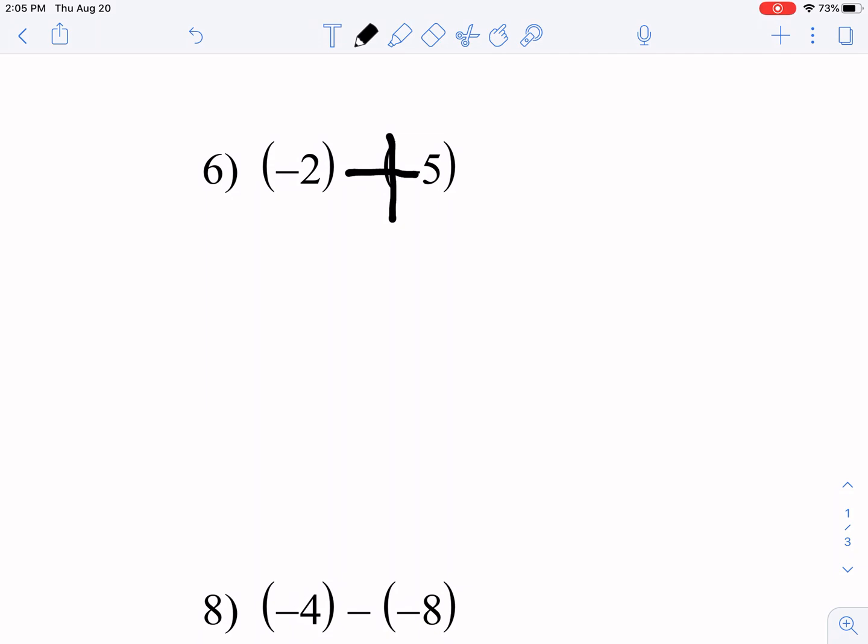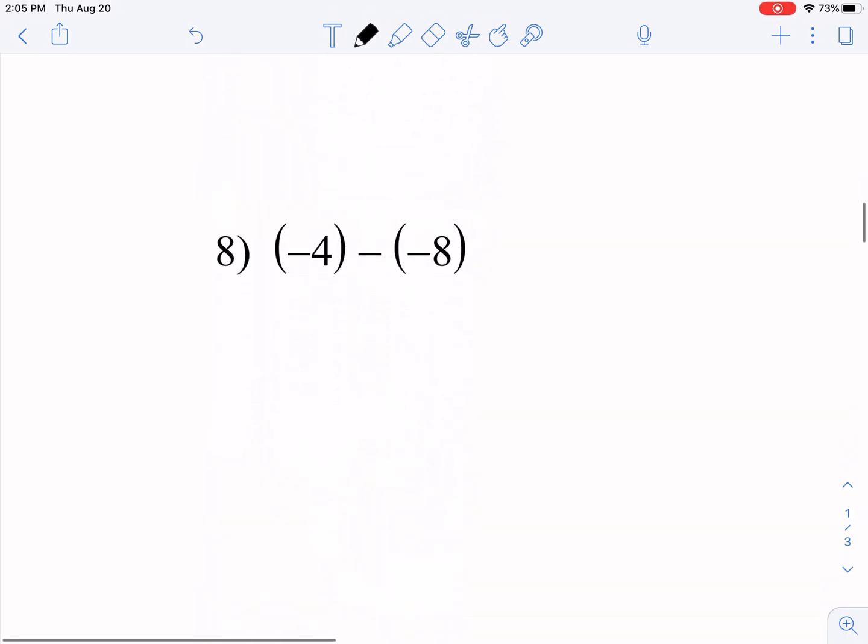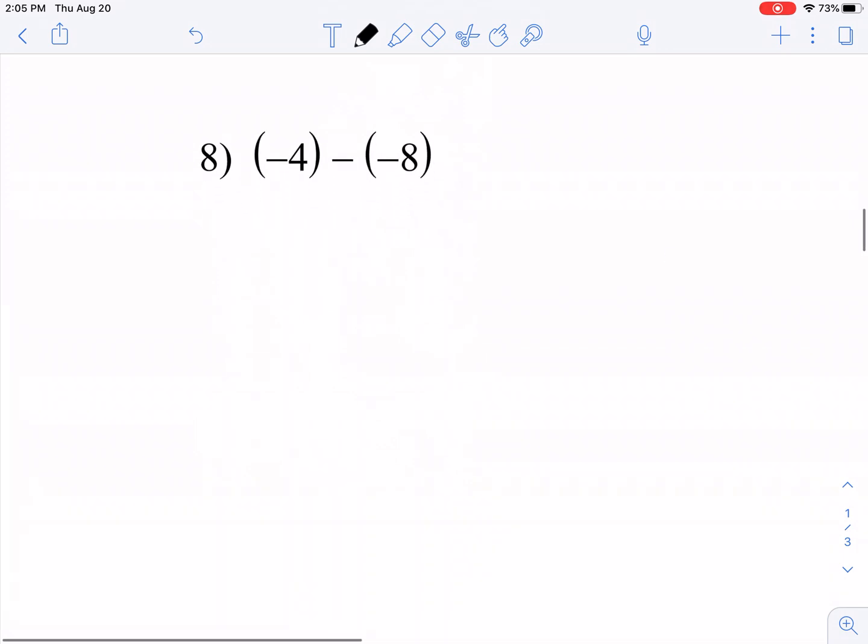What's 5 minus 2? 3. Which one is the bigger value? 5. Is it positive or negative? Positive. So that would be our solution. Okay? Let's look at number 8 real quick, and then we'll swing back to the other problem.